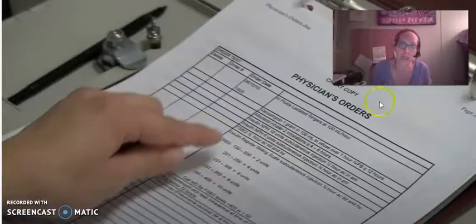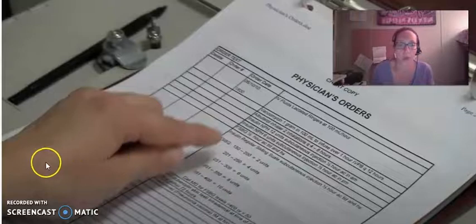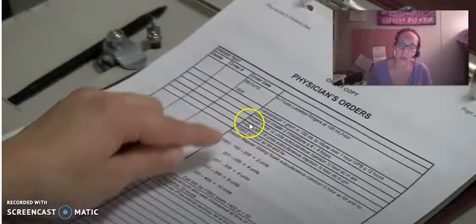Looking at this particular medication administration record, I want you to pause this video in a second and tell me what types of insulin the patient will be getting and how much. Okay, so go ahead and pause the video.